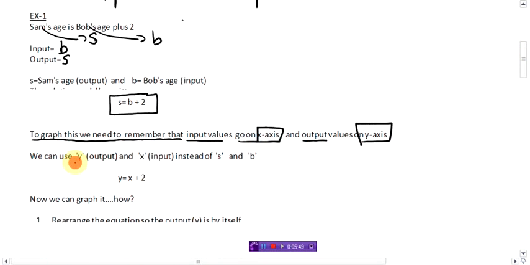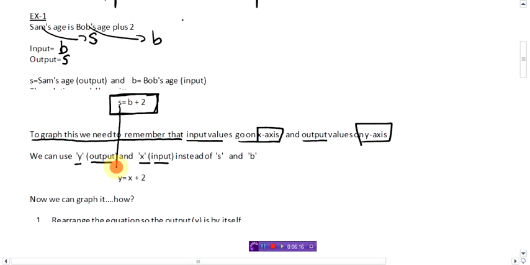So we can use y, instead of using S and B, S for Sam's age, B for Bob's age, we can instead substitute the output, which is Sam's age, for the letter Y, and X is the input. So we can basically take this and get it ready for a graph by using X's and Y's.